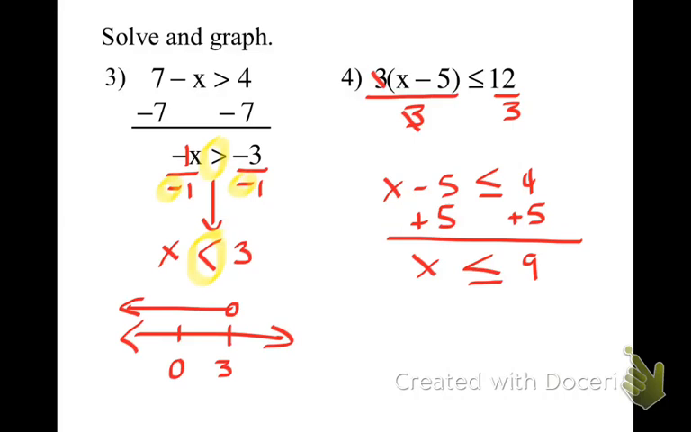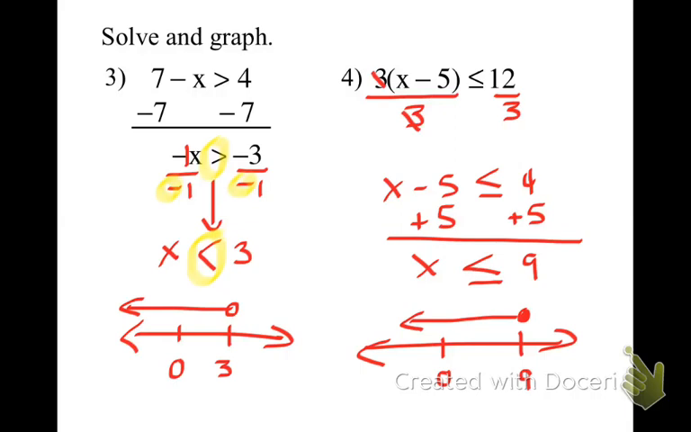Okay, and then we would have to graph. I need 0 and 9. I'm starting at the 9. It should be a solid circle because it includes 9 in the number set, and I have to go into the less than or equal to.